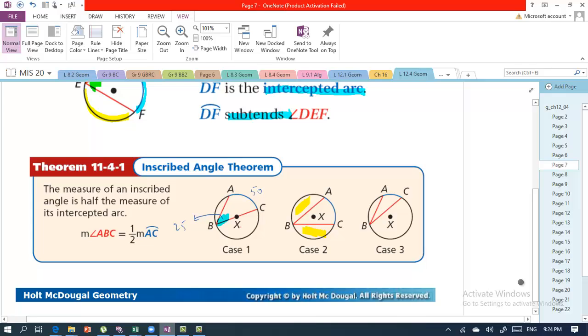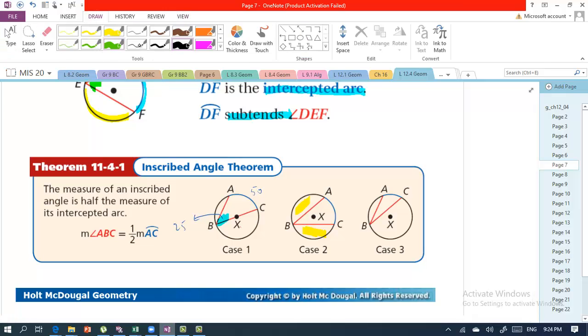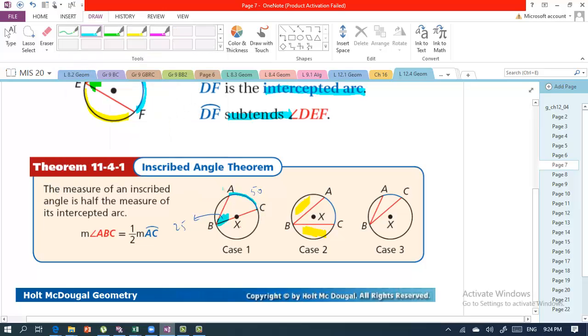The measure of an inscribed angle is half the measure of the intercepted arc. What is the meaning? If the arc AC, the blue one, is 50, then the angle's measure is half of 50, which is 25 degrees. So the measure of angle ABC is half the measure of the arc in degrees, which is 25. This is case 1, where one of the chords is a diameter.